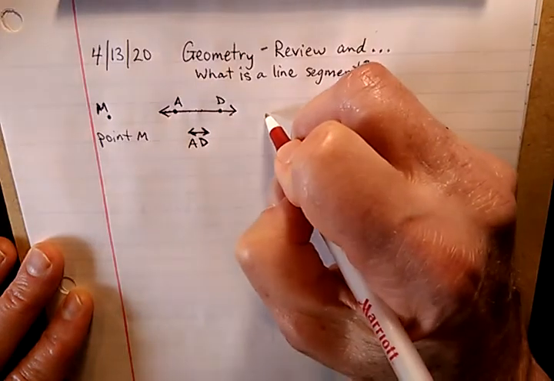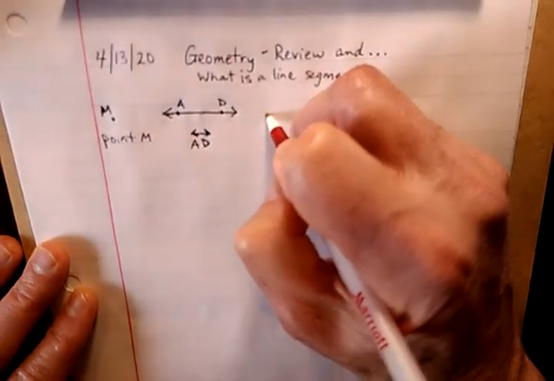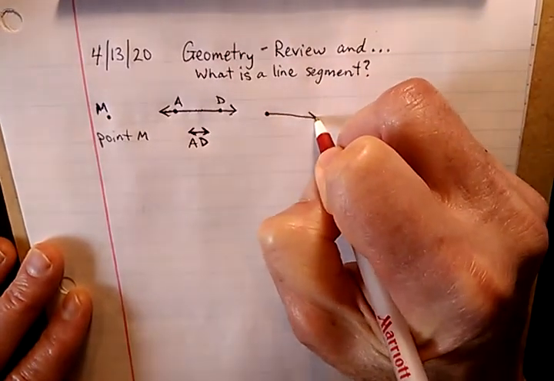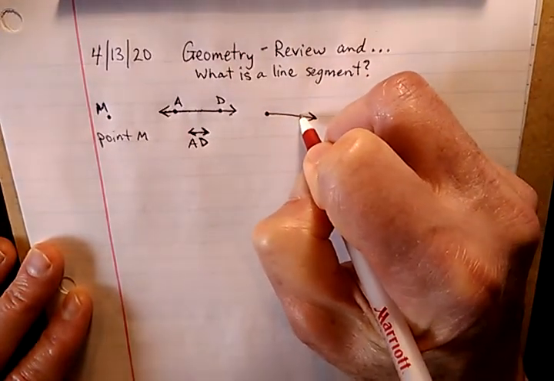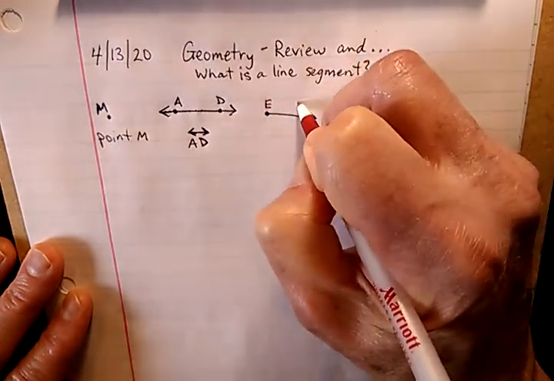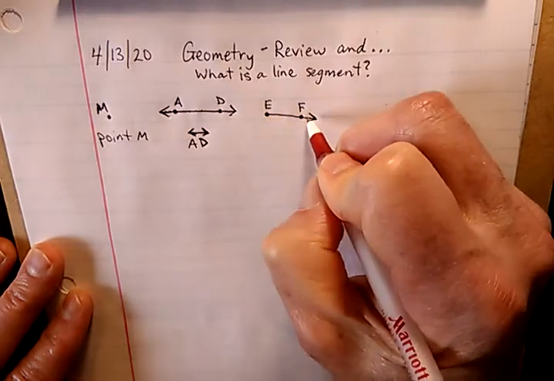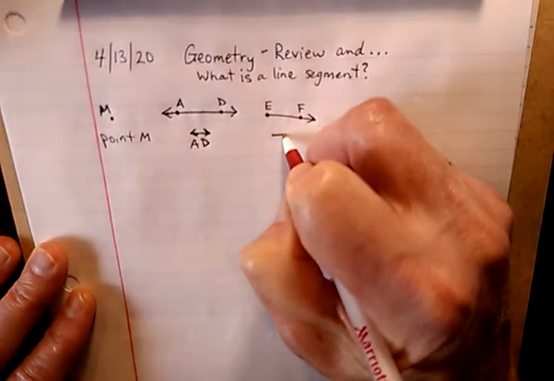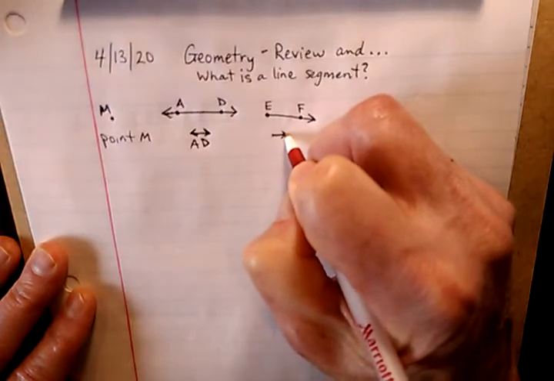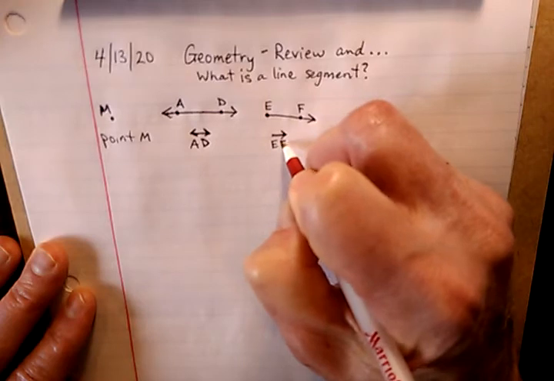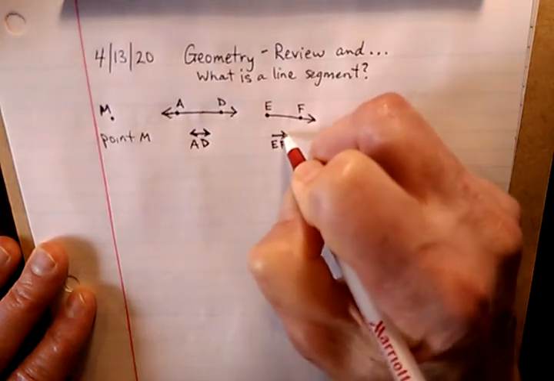You might also have a ray. A ray is like a line except it has an endpoint, and then it goes off in one direction like that. So you could have ray, maybe we could call this ray EF if it has points E and F on it. And the way we signal that, the way we write it, is with the ray symbol above and the letters EF below. This is ray EF.